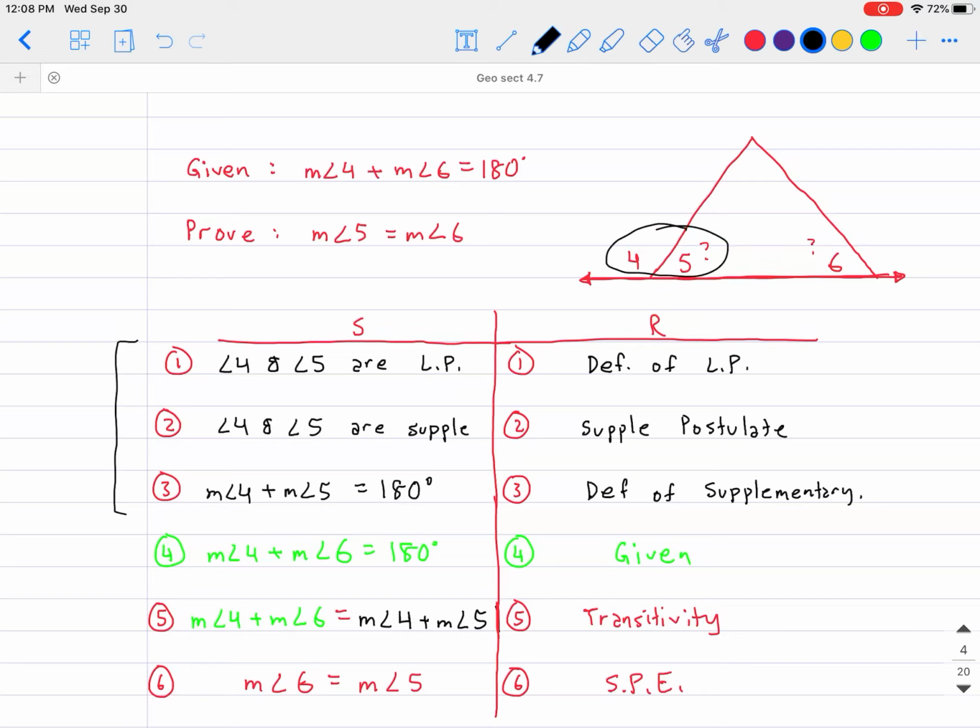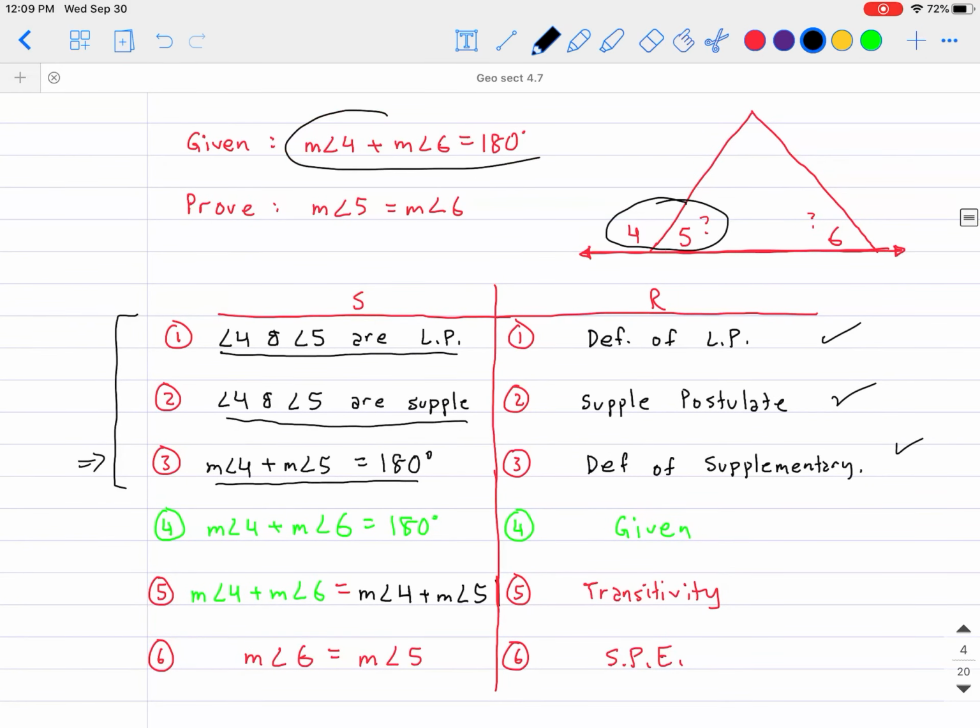Angles 4 and 5 over here, they form a linear pair according to the picture. So I'm going to go ahead and extract as much information from that. So first we're going to say that 4 and 5 form a linear pair, definition of linear pair. Next, I'm going to extract that they are supplementary as we would normally, supplement postulate. And then afterwards, we're going to say that the sum of those two angles equals 180 degrees, and that's by definition of supplementary. And right there, once we get to step 3, you can see that that is pretty much all we can extract.